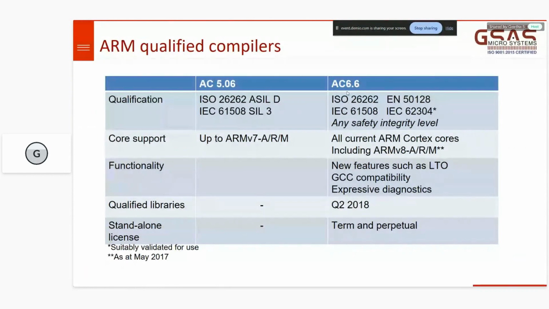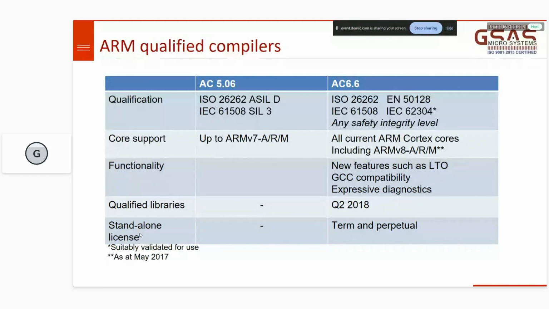Whereas AC 6.6, which is ARM compiler 6.6, not only supports automotive, it has EN 50128, which is for railways, IEC 61508 for general safety standards, and IEC 62304 is for medical. Okay, all this new support was added in ARM compiler 6.6. So core support for FuSa: compiler 5 supports only 32-bit architecture cores. This supports all 32-bit and 64-bit architecture cores. So functionality, we have the latest LTO. Main thing is GCC compatibility and the good diagnostic information.